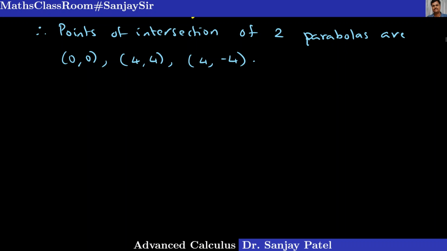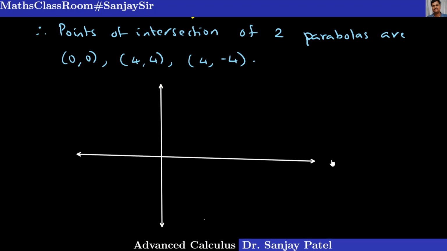So first of all, I will consider the x-axis and y-axis. Okay, this is x-axis, this is y-axis, this is origin. Okay, the one parabola, that is y square is equal to 4x, is something like this.